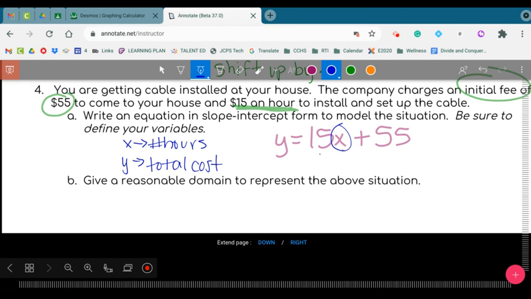Reasonable domain, our domain is our x value, so we can't go anything below 0 hours. So it's going to be x is greater than or equal to 0.